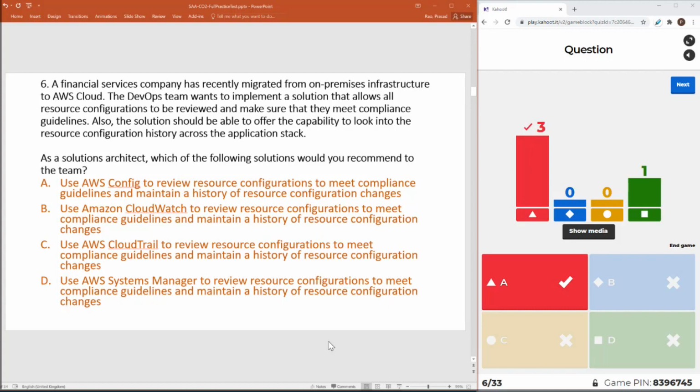Option D, Systems Manager, is mainly for monitoring and managing multiple devices, or multiple VMs, or even on-prem servers where you have the Systems Manager agent installed. But if you want to review the resource configurations and ensure compliance is met, AWS Config is the service. So let us move on.